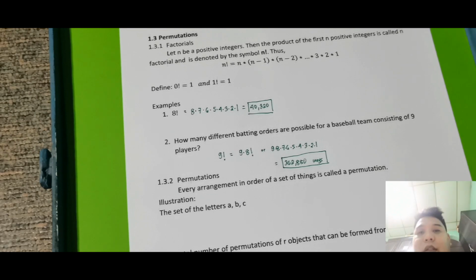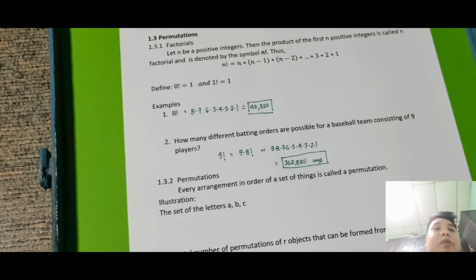Okay, next is lesson 1.3.2. So we have the permutation. So ito yung definition ng permutations natin. Sabi, every arrangement in order of a set of things is called a permutation. Again, every arrangement in order of a set of things is called a permutation.